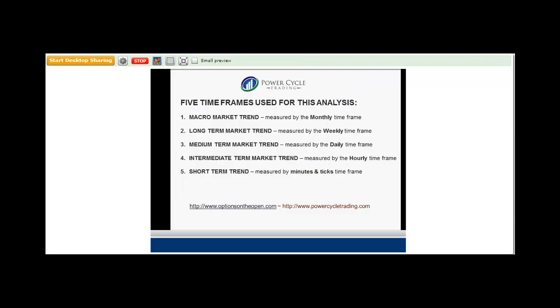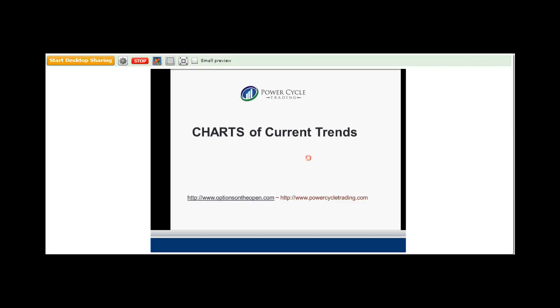So I break it down to 5 different time frames, and I start with the macro trend, which I use a monthly time frame, a long-term market trend, which is the weekly, medium-term trend, which is the daily, the intermediate-term trend, which is hourly, and for the short-term trends, we will use minutes and tick time frames to do that. So by breaking down the time frames, you can pretty much develop a systematic way to look at the markets and have an overview of everything, and that's what I call top-down.